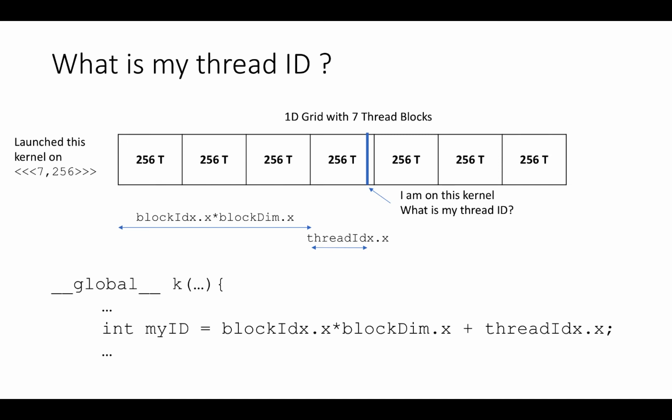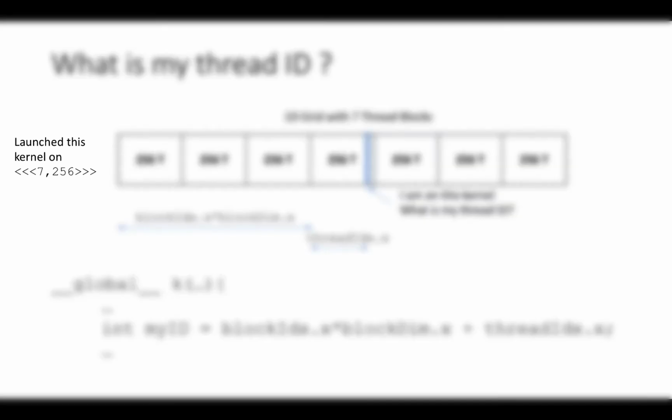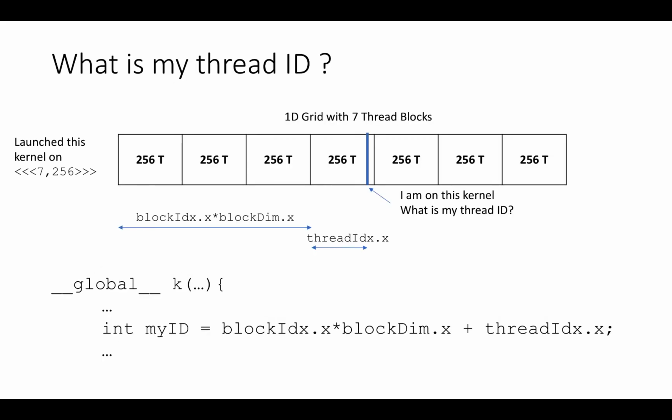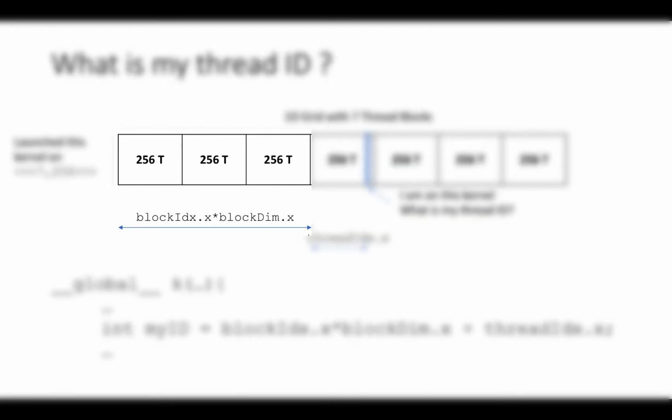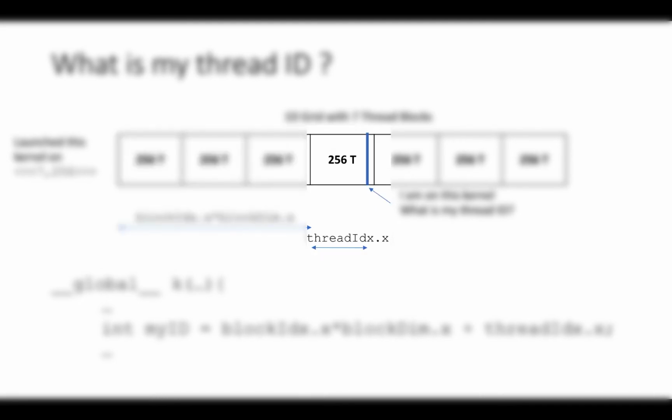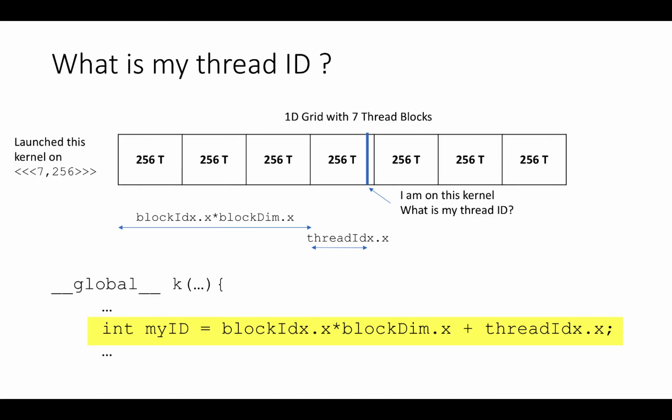Let's look at the practical example of finding the ID of a thread in blue in this diagram. In the main code, we launch a kernel using an execution configuration of 7 blocks with 256 threads. We see this in the triple angle brackets. When we write our kernel K, each thread needs to determine its own thread ID. The way to do that is to calculate first the offset to the first thread ID in the block by multiplying the block ID by the number of threads per block. Once we calculate the offset, we can simply add the thread ID number within the block, and voila, we have the thread ID number. Was easy, right?